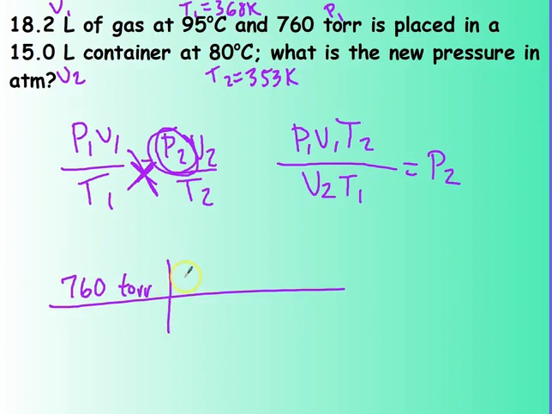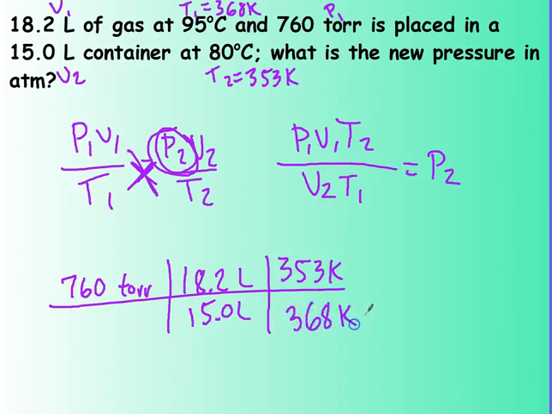I got volume 1, which was 18.2 liters. Temperature 2, which I said was 353 Kelvin. And then volume 2 at the bottom, which we said was 15 liters. And temperature 1 at the bottom, which was, oh shoot, no, this was 368 Kelvin. Okay, so good. Looking at my units, K cancels out and liters cancels out.